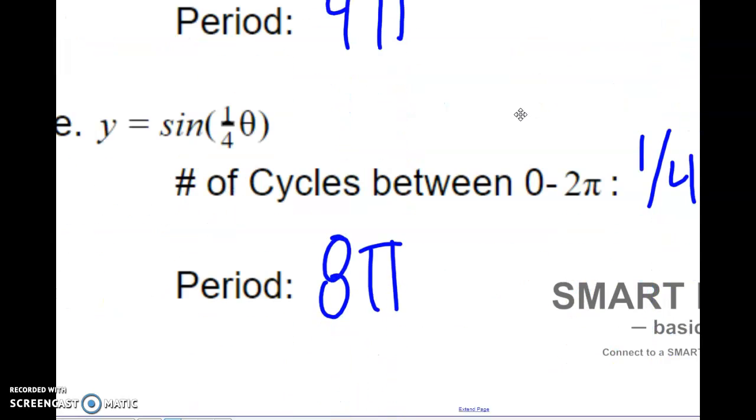And the last example, y equals sine of 1/4 theta. b is equal to 1/4, so the number of cycles between 0 and 2 pi would be 1/4. So you'd only have 1/4 of a cycle. This means the periods are really stretched out. And the period would be 2 pi divided by 1/4, which is the same as 2 pi times 4 over 1. So each period would be 8 pi long.